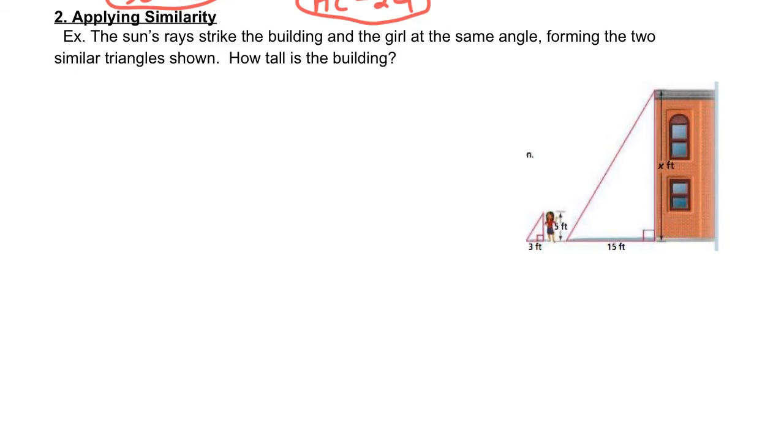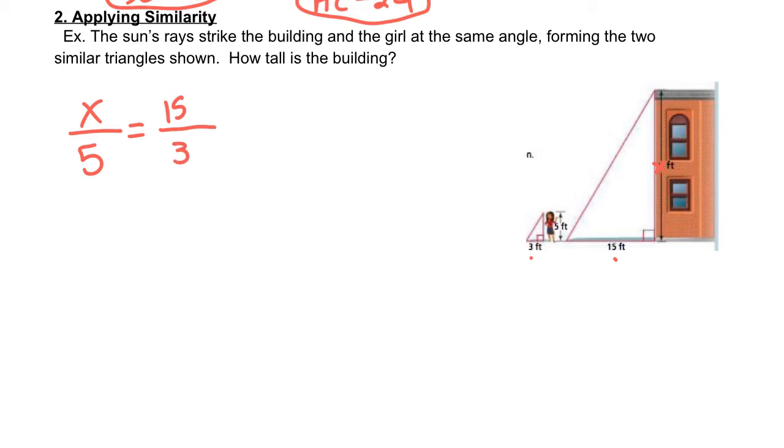Next, applying similarity in a diagram or a scale drawing. It says the sun rays strike the building and the girl at the same angle, forming two similar triangles. How tall is the building? You can see the X there for how tall the building is. So the height of the building, X, is going to be proportional to the height of the girl, 5. The other ratio I set up is the building shadow to the girl's shadow. Building shadow is 15, girl's shadow is 3.